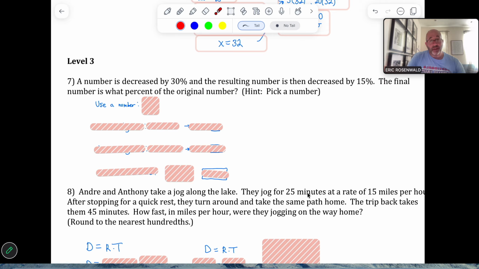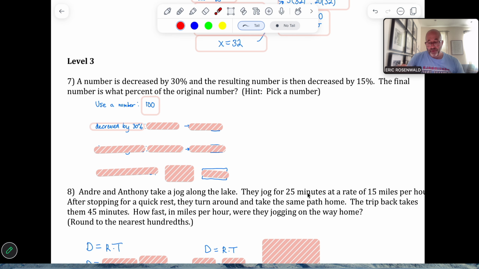I'm then going to take that number and decrease that by 15%. And then I've got to figure out what percent of the original number that is. So I'm going to use a real simple number, 100. Anytime I'm working with percentages, I use 100. So let's start first. A number is decreased by 30%.